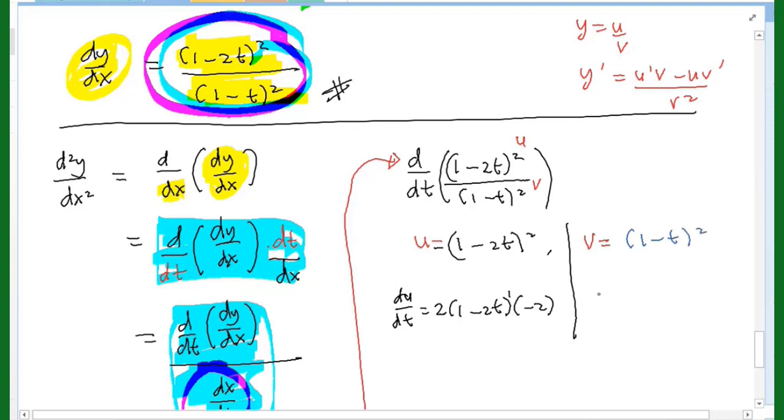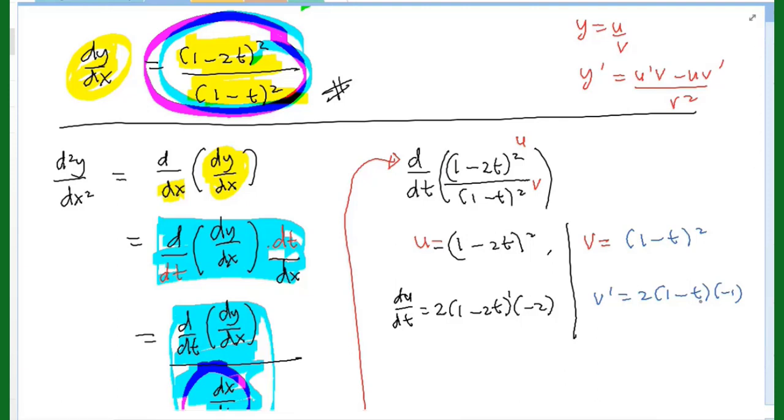Differentiate v with respect to t, v prime, dv/dt. You can choose whichever you like, 1 minus t and then power 1, negative 1. Alright, better do the standard way. If you choose du/dt, dv/dt, u prime, v prime, we can do it like that. dv/dt, easy, right? It seems not standard, right?